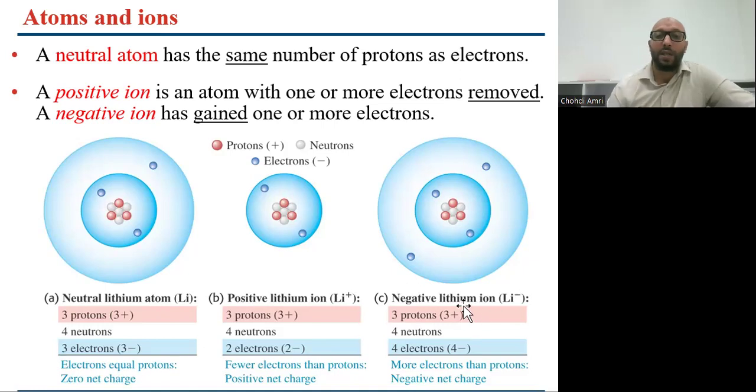But on the opposite side, when the lithium atom gains 1 electron, the total charge of the protons is +3, and the total number of electrons will be 4, and the charge for the electrons will be -4. In this case, the net charge is -1, and we talk about a negative ion, Li-.